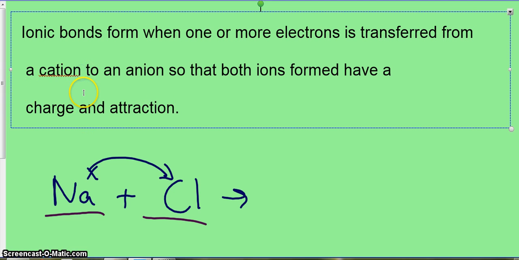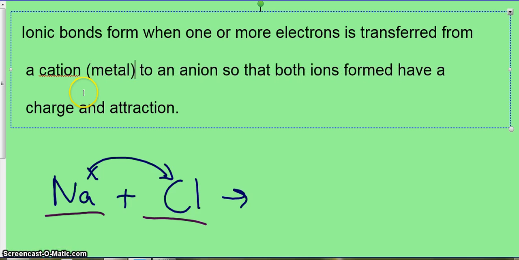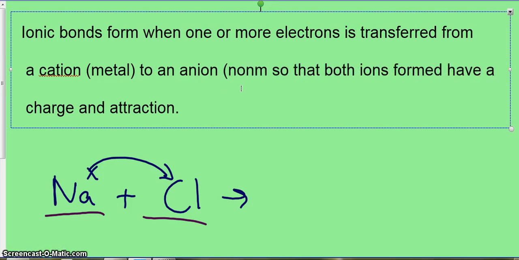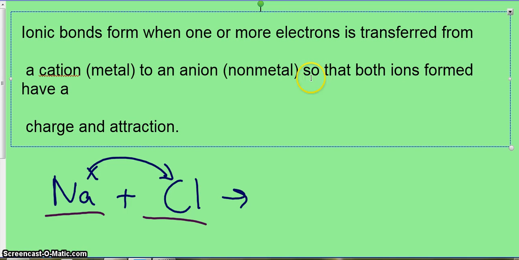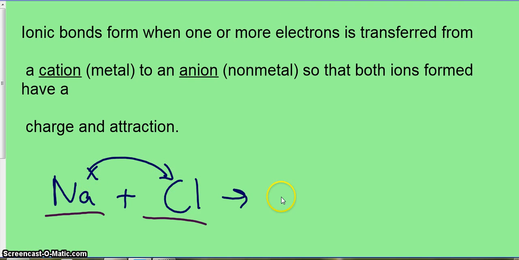Now the cation is typically going to be a metal, and the anion is typically going to form from a nonmetal in many cases. But the more concrete part that must be true is the cation and the anion. So again, sodium would have that single valence electron to give up. The chlorine would pull it off because of that strong attraction to fill its outer shell to then create NaCl as the compound.